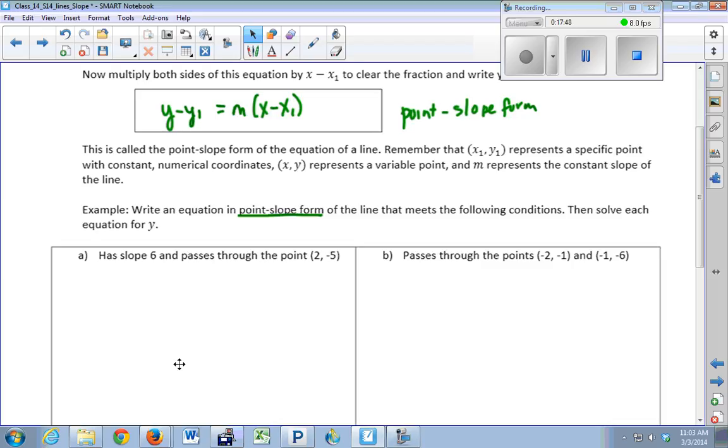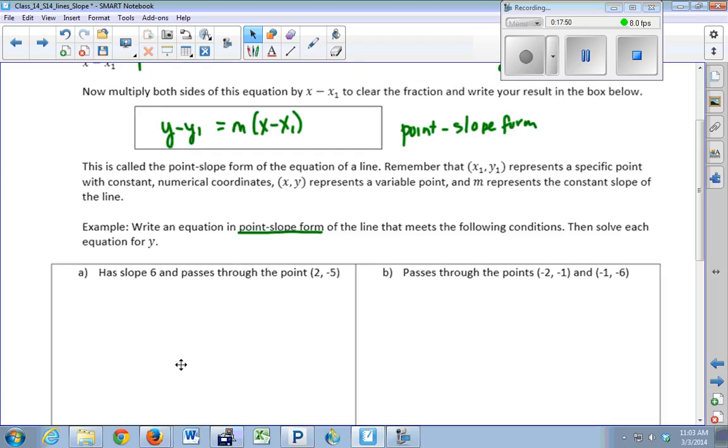So when you solve the equation for y, you're putting it into the y equals mx plus b form. So you're going to actually do both forms right now. So we're going to do point slope first. Point slope is just a variation of my slope formula where I'm solving for my change in y. That's all I'm doing. Y and x are generic. And then I have a specific point, x1, y1.